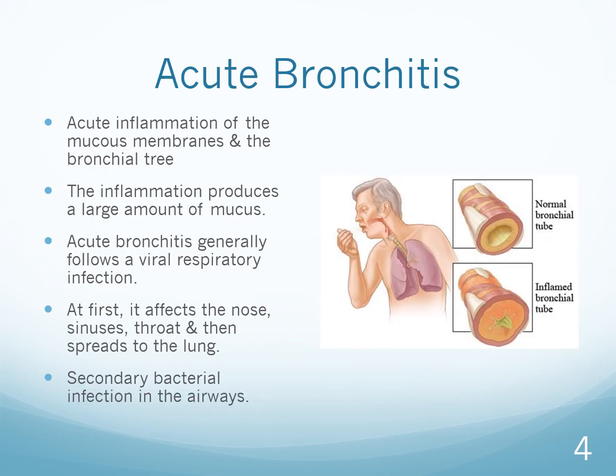Acute bronchitis is inflammation of the mucous membranes in the bronchial tree that happens rapidly. It's not like chronic bronchitis where people have a chronic inflammatory response in the bronchial tree. This is usually brought about by some type of viral or some type of bacterial infection. The inflammation produces a large amount of mucus. At first it affects the nose, the sinuses, the throat, and then it spreads through the lung. And it's usually secondary to a bacterial infection.